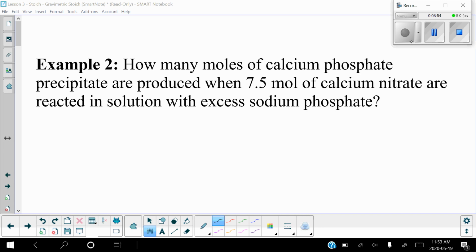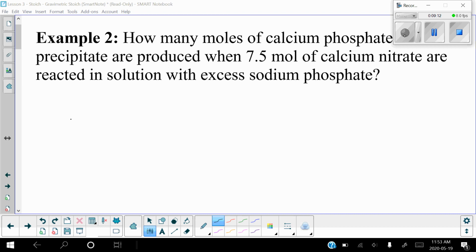Let's try another example. Example 2, how many moles of calcium phosphate precipitate are produced when 7.5 moles of calcium nitrate are reacted in solution with excess sodium phosphate? Okay, step 1 is a balanced reaction.